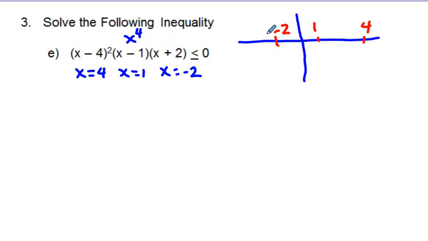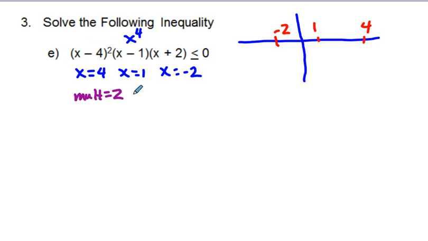And understanding that we're going to have to start high, end high, with our leading term being x to the 4th power, what we look for is the multiplicities of each of these zeros. Well, for this zero of 4, we have a squared. So this is going to be multiplicity equals 2.